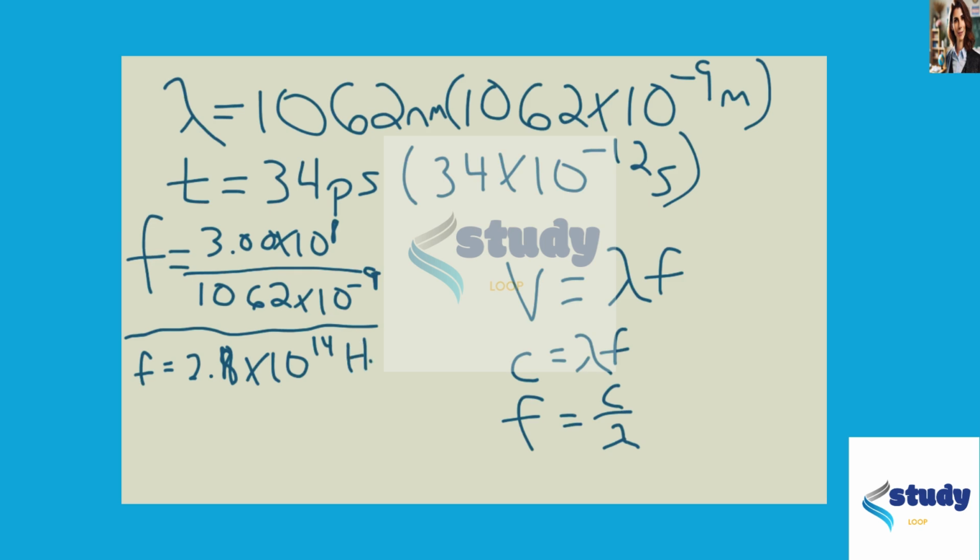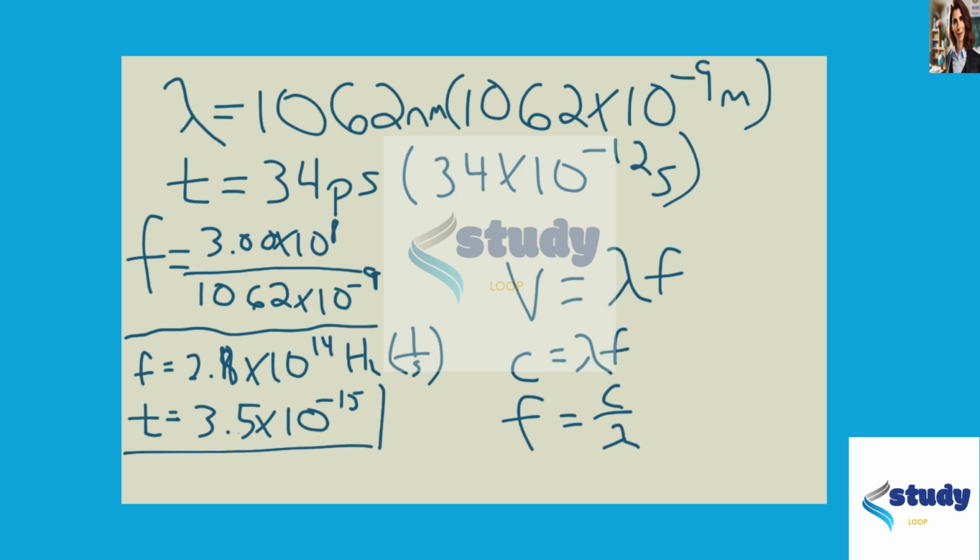Now, if you remember, hertz is the same as 1 over seconds. So that means if we get the reciprocal of that, we will have the time. So the time would be 3.5 times 10 to the negative 15. So this is going to be our second answer. So how brief would the pulse need to be to fit only one wavelength? That would be the time.